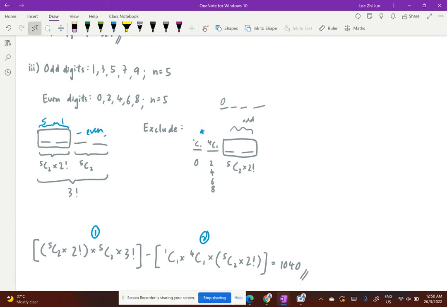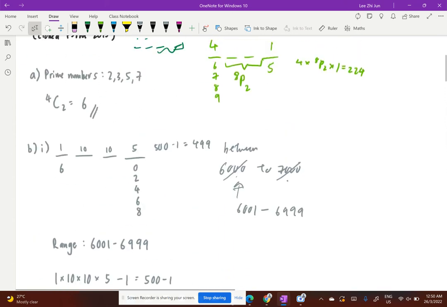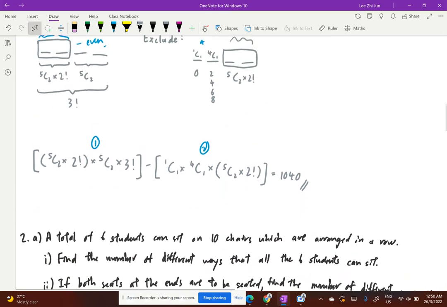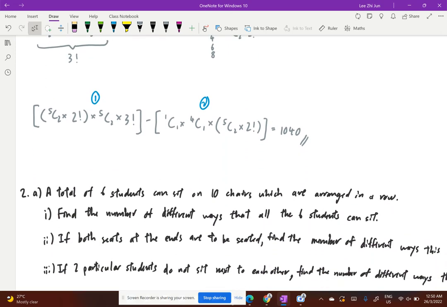Okay, we go to the second question, which is Clone 2016. The total number of six students can sit on 10 chairs arranged in a row. First, find the number of different ways all six students can sit. You need to arrange in a row, right? So this is a permutation.